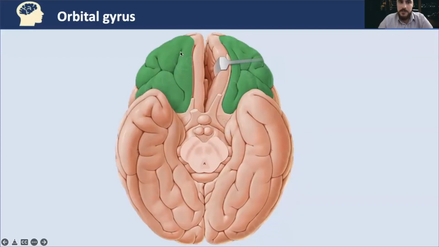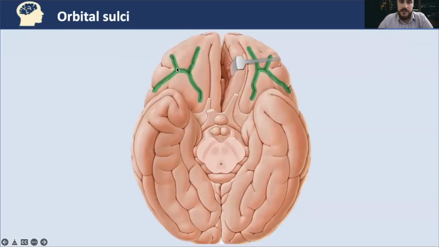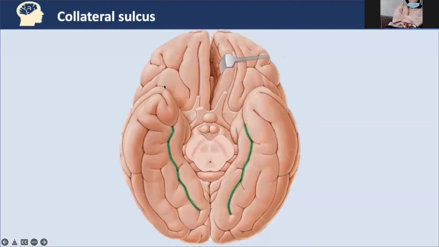You should differentiate between the orbital gyrus and the pars orbitalis, part of the inferior frontal gyrus. They are not the same. This is the orbital gyrus. On the inferior surface of the frontal lobe, here we have the orbit, if you can imagine. And in the orbital gyrus, we have sulci. This is the orbital sulci. The orbital sulci divide the orbital gyrus into anterior, posterior, medial, and lateral orbital gyri.